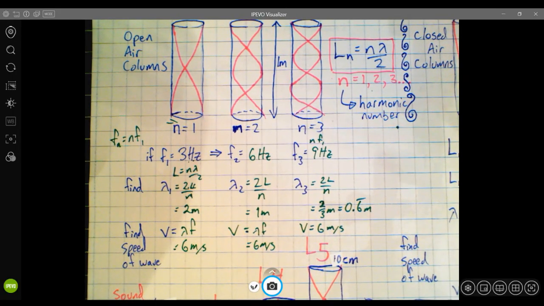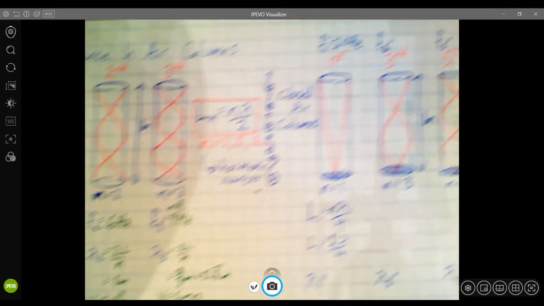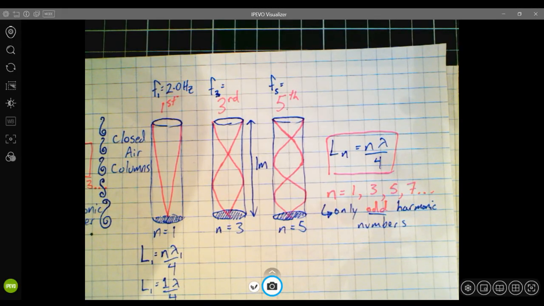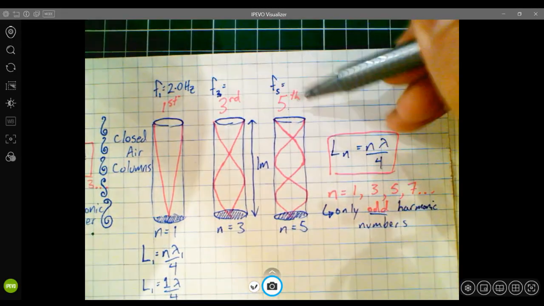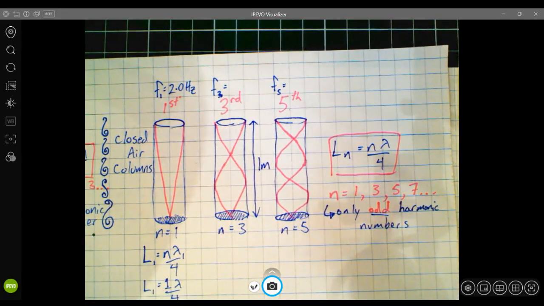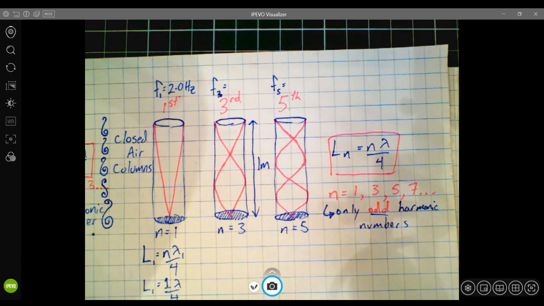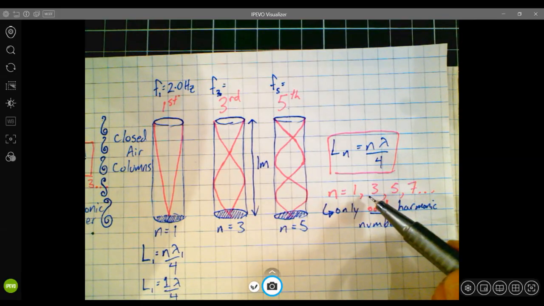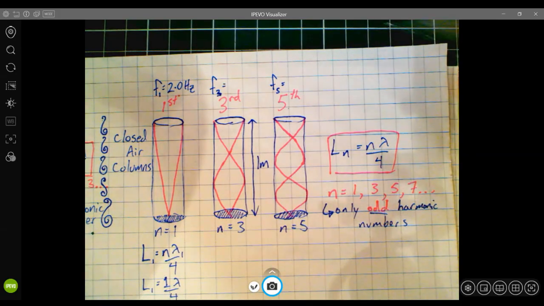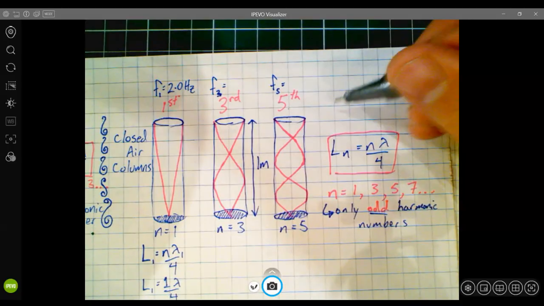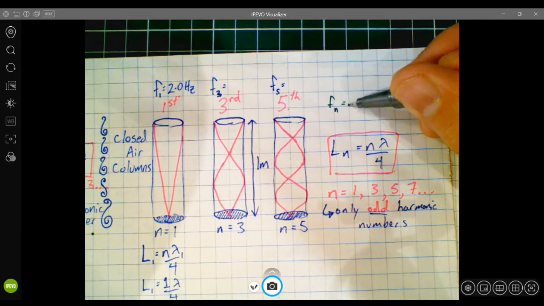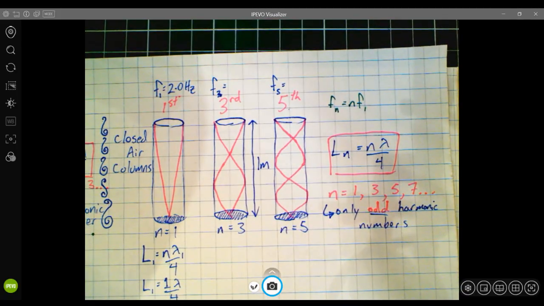Now, I want to go over and talk about closed-ended air columns for a minute. So I'm just going to come up over here and look at these closed-ended air columns. Reminder that we've got a first, third, and a fifth harmonic here. I want to remind you that there are only odd harmonics when we're talking about closed-ended air columns. So n is going to be equal to 1, 3, 5, and 7. But the same rules apply for harmonic frequencies. So I would say Fn is equal to n times F1 if I want to find out the frequency for these higher harmonic resonance frequencies.